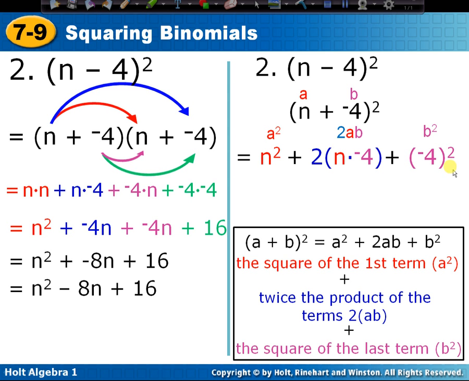Then I'm going to do my multiplication. N squared is just n squared. Then I'm going to say n times negative 4 is negative 4n times 2 gives me negative 8n. And then negative 4 squared is negative 4 times negative 4, which is a positive 16. I'm going to change my plus negative 8n back to minus, so I have n squared minus 8n plus 16. And again, notice that you got the same answer whether you use the method on the left or if you use the method on the right.